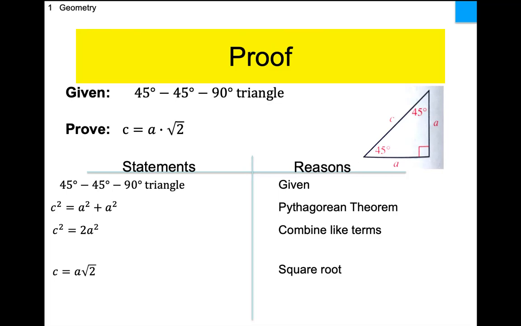But I can now have a formula that doesn't use the Pythagorean theorem. With the Pythagorean theorem, you always need two sides to solve for the third. Now I only need one side, but it's got to be a 45-45-90. I either need a or I need the hypotenuse, and I can figure out what the other side is. That's why this theorem is pretty important.